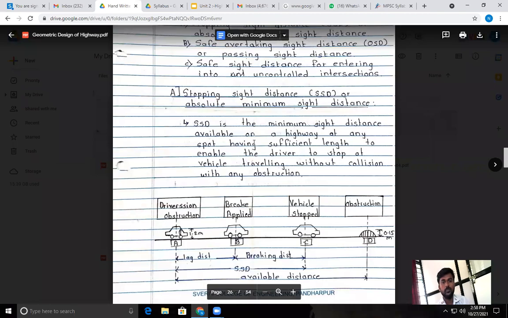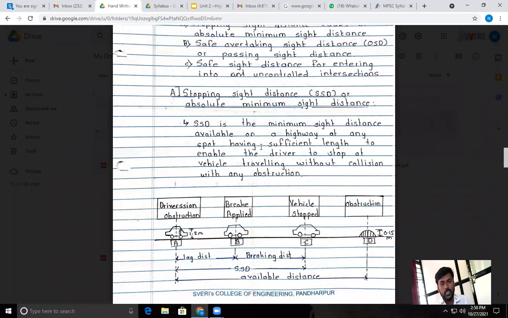In that, write the definition. SSD is the minimum sight distance available on highway at any spot having sufficient length to enable the driver to stop the vehicle traveling without collision with any obstruction.